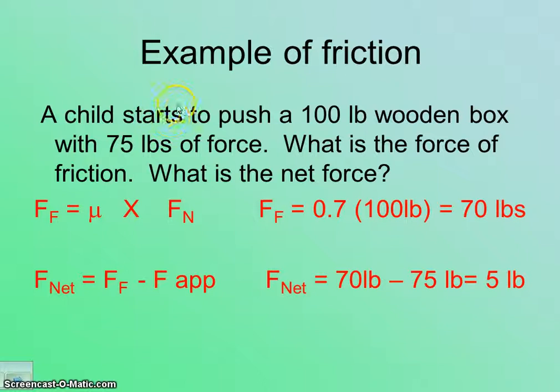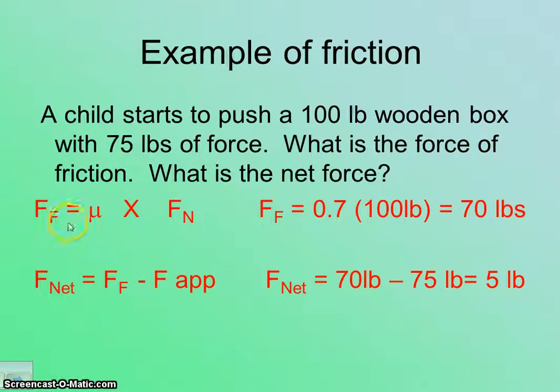So we're looking at static, coefficient of static friction. A 100-pound wooden box, that's the weight, so it's going to be equal to the normal force. And we're told that you push with 75 pounds of force. That would be your effort force, or your applied force. What is the force of friction?